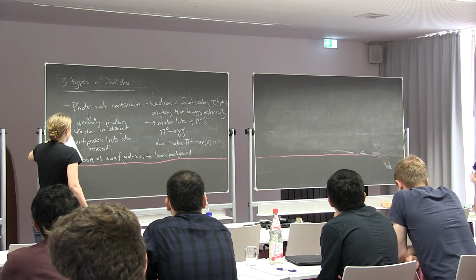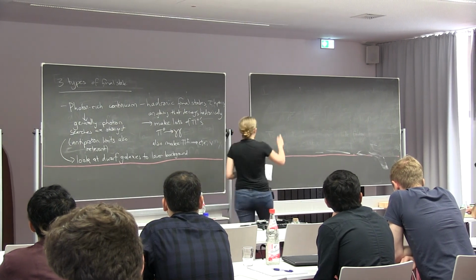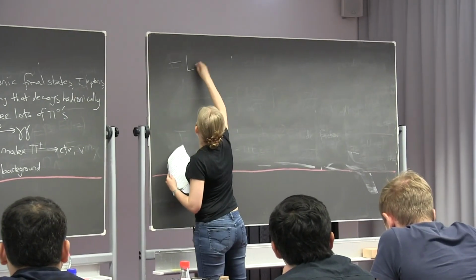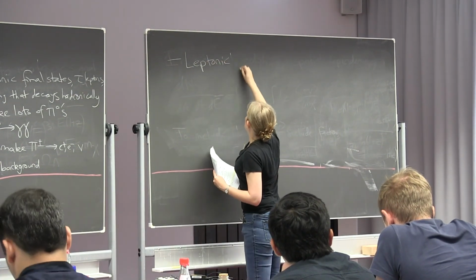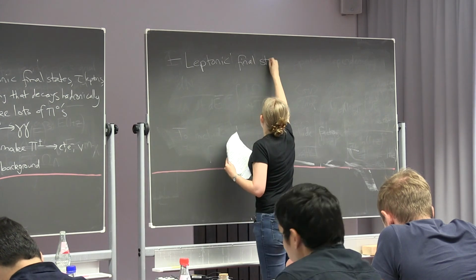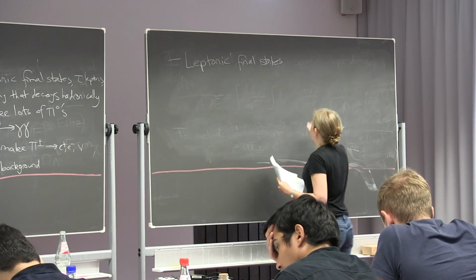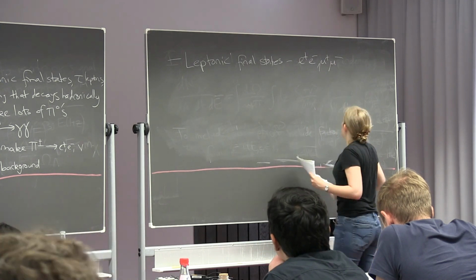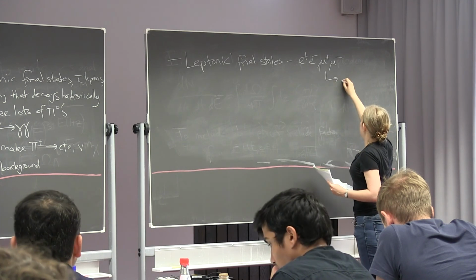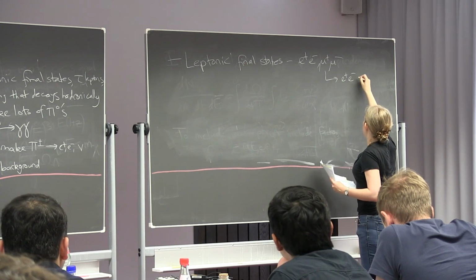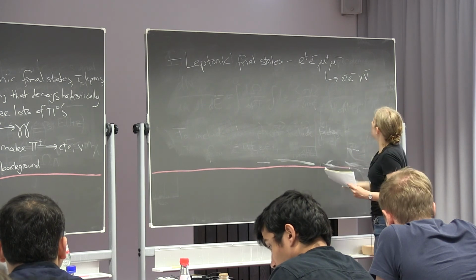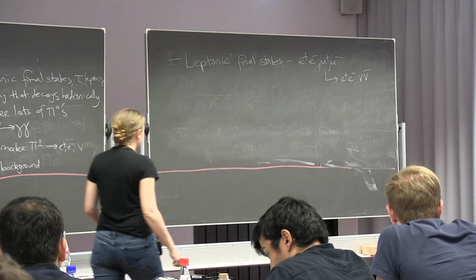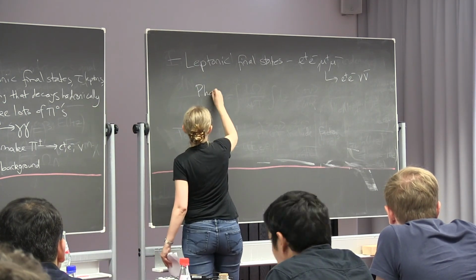Okay. So that's the first kind of state. The second kind of final state, broadly defined, is leptonic final states. So this is electrons and positrons, or muons and anti-muons. Muons decay to produce electrons and positrons and neutrinos and antineutrinos. So in this case, the photon signals are rather suppressed.